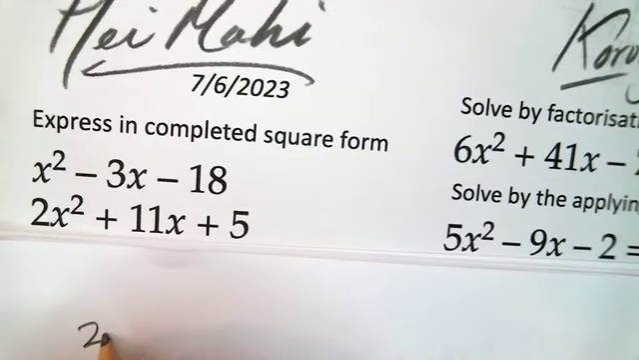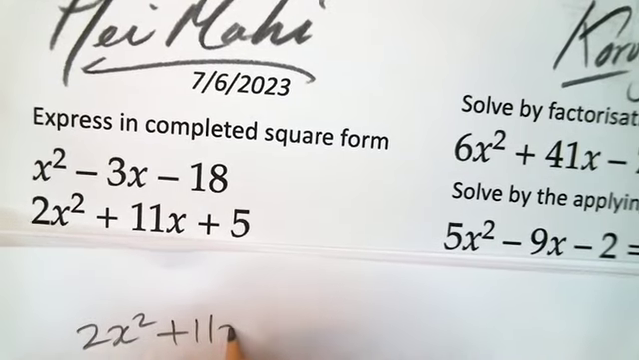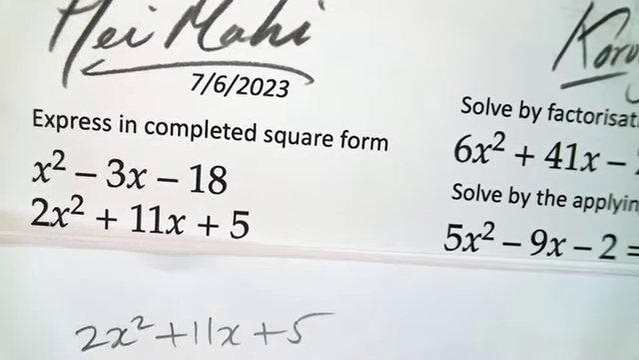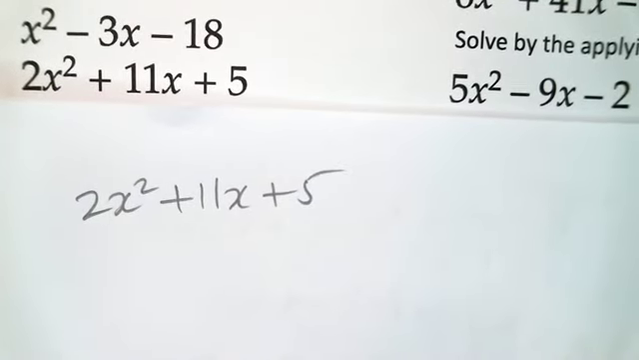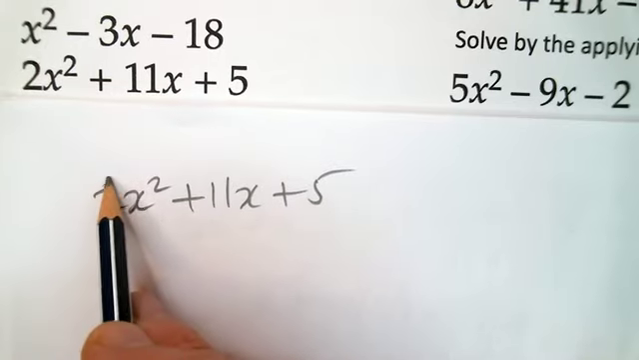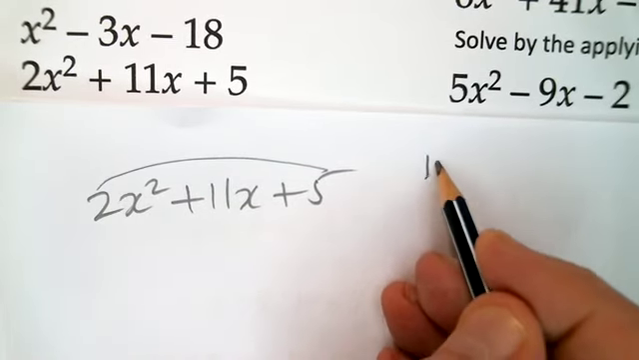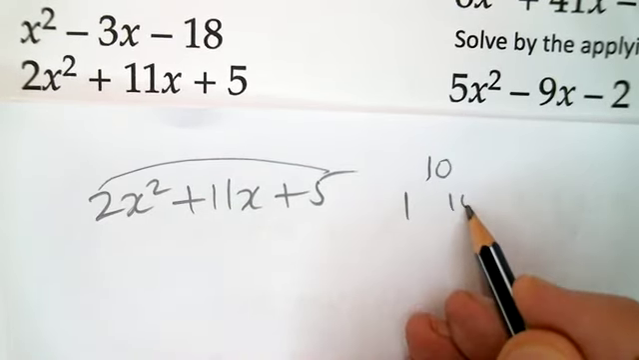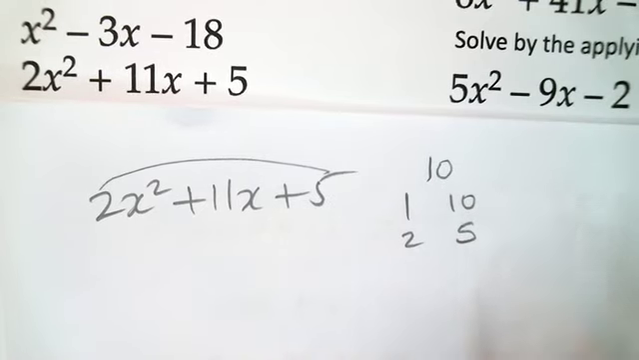So we've got 2x squared plus 11x plus 5. Now, lots of ways, of course, of factorizing. We could do it by decomposition, or what's known as splitting the x value. My favorite way, though, really is by factorization by division. So I'm going to do that first. So let's have a look. We've got 2 times 5 is 10. We're looking for factors of 10, which are 1 and 10, 2 and 5.